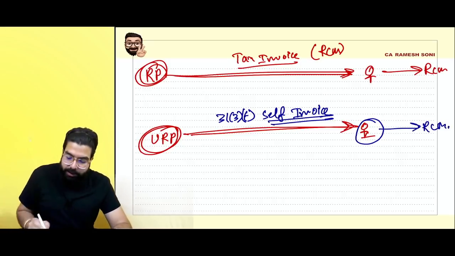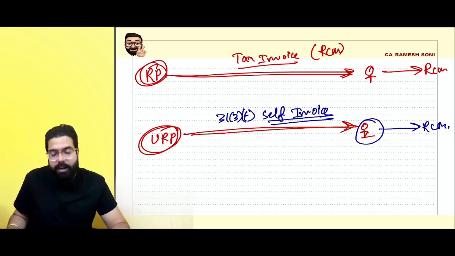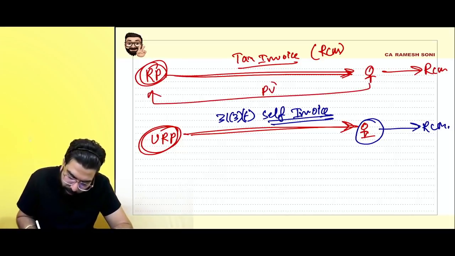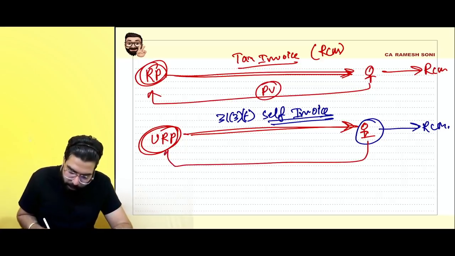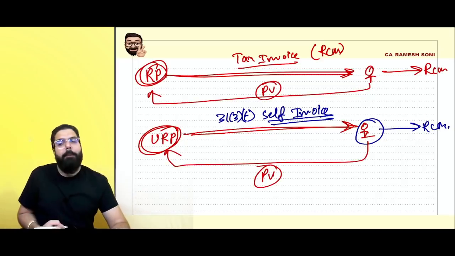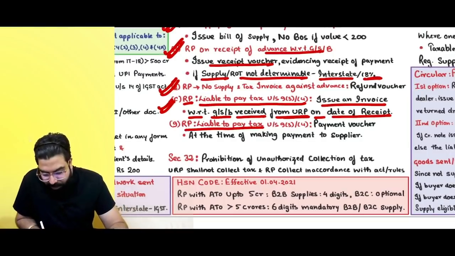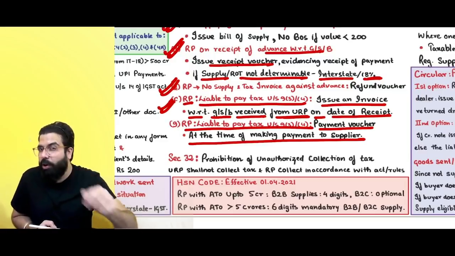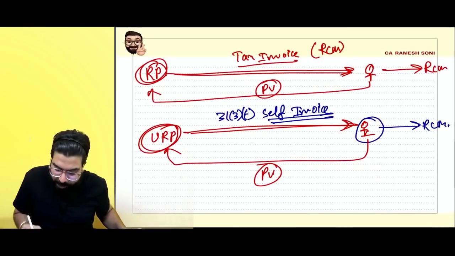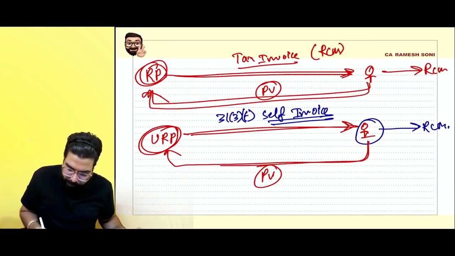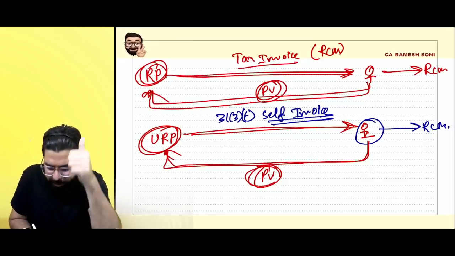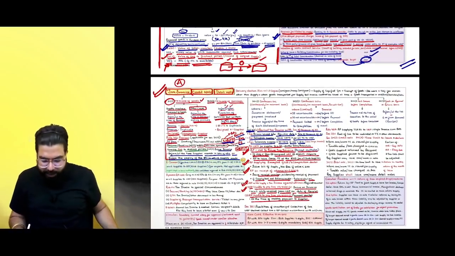Now, the next section, 31(3)(g), says that whenever you are making payment to him, then also you have to issue a payment voucher. See over here, everyone: liable to pay tax under section 9(3)/9(4), payment voucher at the time of making payment to supplier. They have not said registered supplier or unregistered supplier. They are saying whenever you are making a payment to them, please issue a payment voucher. Is the point clear to all? Is section 31(3) clear to all? Yes, sir, we are all clear.